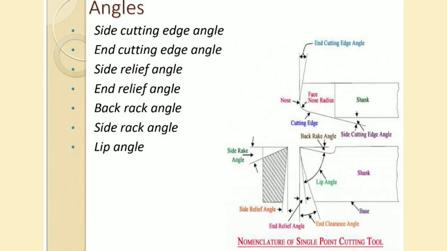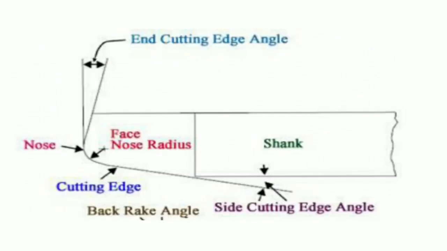Here is the list of the angles given for a single point cutting tool. Those are side cutting edge angle, end cutting edge angle, side relief angle, end relief angle, back rake angle, side rake angle and lip angle. To understand all the above angles, the tool drawing is split into three views, that is front view, top view and side view. The figure shows the top view. Top view has two angles, side cutting edge angle and end cutting edge angle.